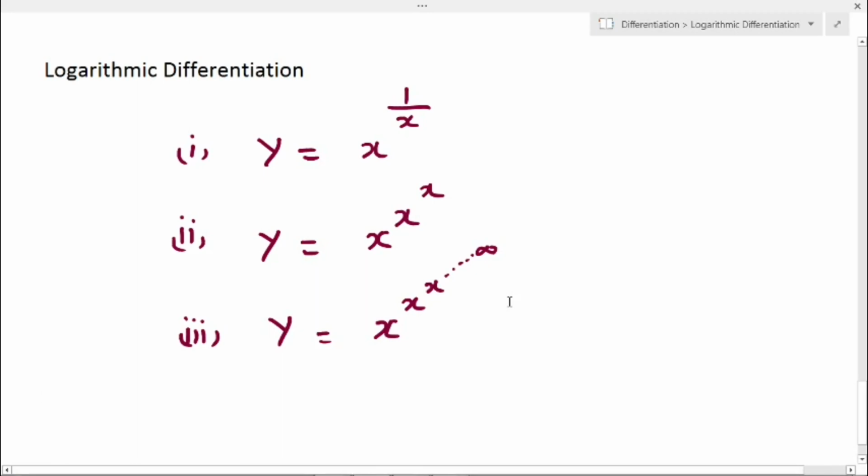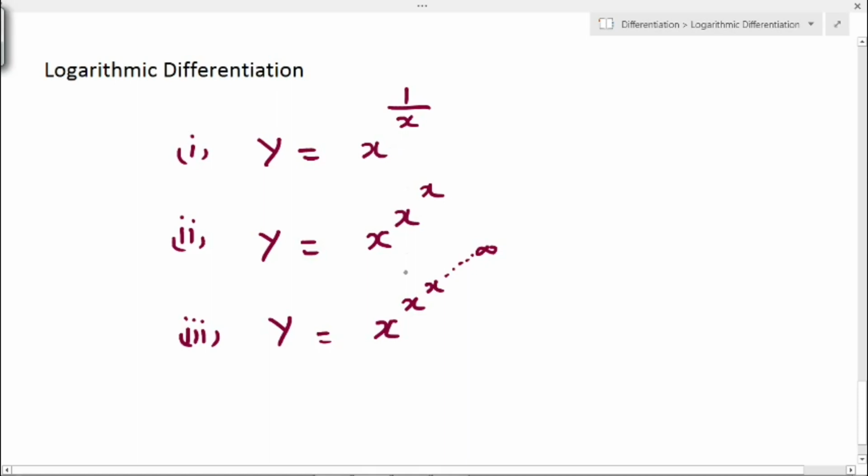In this video, we are going to solve some examples of logarithmic differentiation. In my previous video, I have already explained a few examples based on logarithmic differentiation. You could find the link for that video in the description below. Now we will solve a few more examples.